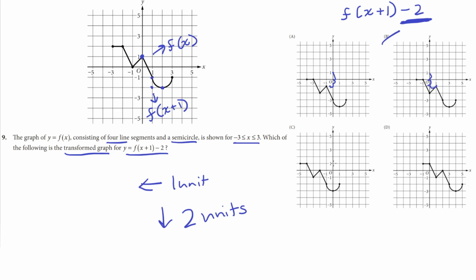Answer choice C, we see the point has been moved down 1 unit and then 2 to the left. That's incorrect. We needed to go down 2 units and then 1 to the left. And answer choice D, we see that it's been moved down 1 unit and then moved to the right 2 units. That's also incorrect. The only one that got that point right was answer choice A, so then it has to be correct.